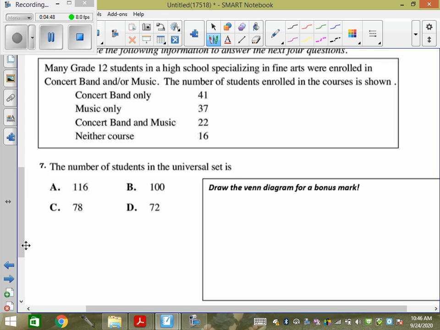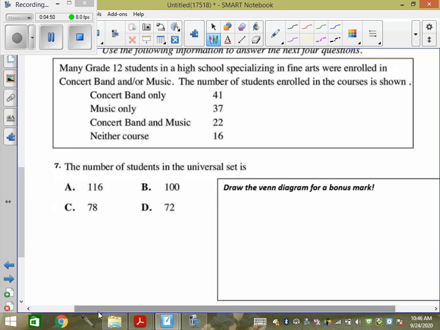So here we have many grade 12 students, not just a few, many, in a high school specializing in fine arts, who were enrolled in concert band and or music. The number of students enrolled in the courses is shown. So we have concert band only, music only, concert band and music, neither course.